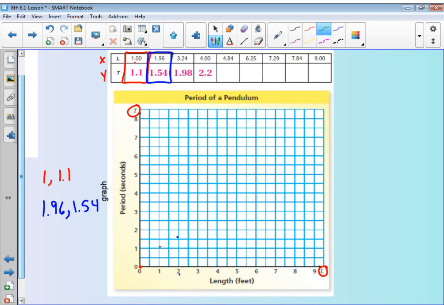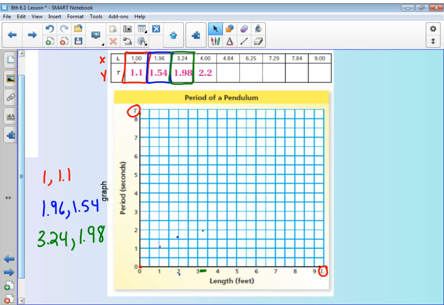So now I'm going to do my third one. I've got 3.24, comma 1.98. So 3.24 is going to be halfway in between that box of the 3 and the next box over, because that next box would be 3.5. So we're going to go in the middle of this set right here. And then up to 1.98, that's going to be just under 2. So somewhere around there. Remember, we're guesstimating this. It's not going to be perfect. We're just trying to get them as close as we can.